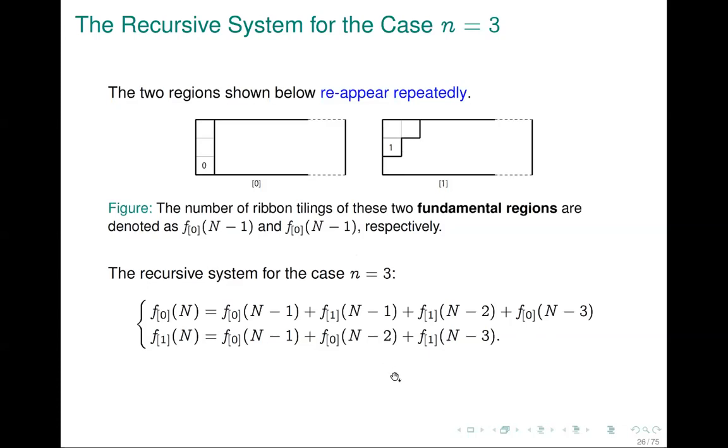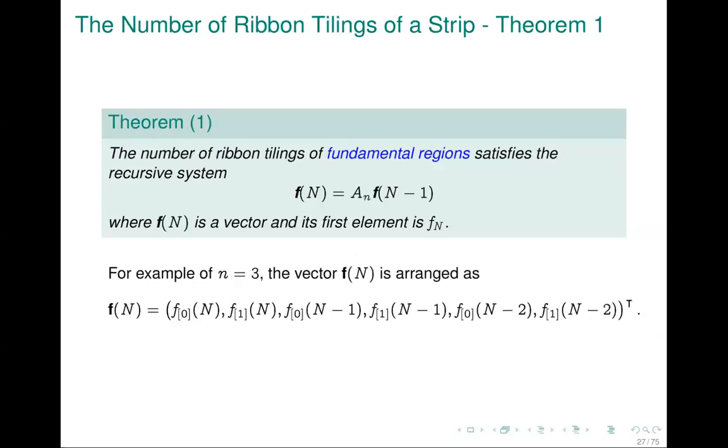Okay. So after observing these 2 warm-up examples, let me just state my conclusion. The conclusion in theorem 1: the number of ribbon tilings of fundamental regions satisfies the recursive system. This is a matrix form, and Fn is a vector, and the first element, Fn, is what we want, the number of tilings of a strip. This vector is arranged in this way. In fact it doesn't really matter how you arrange it, but I just arranged it this way.